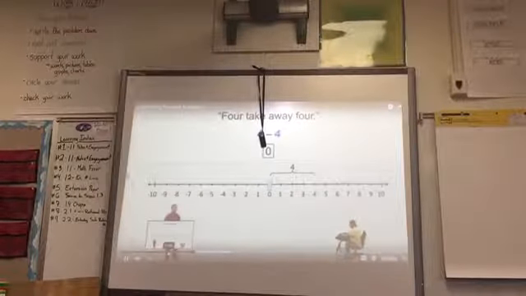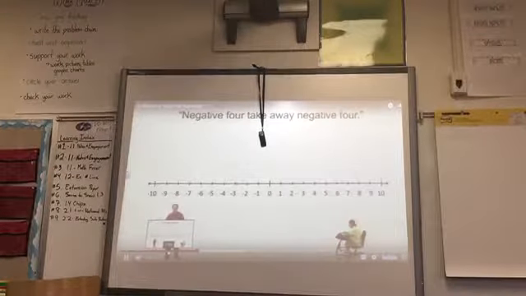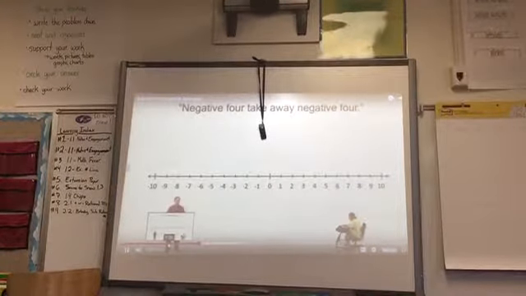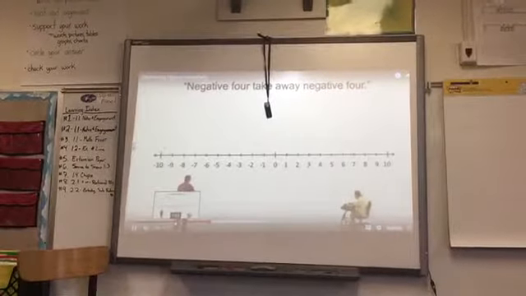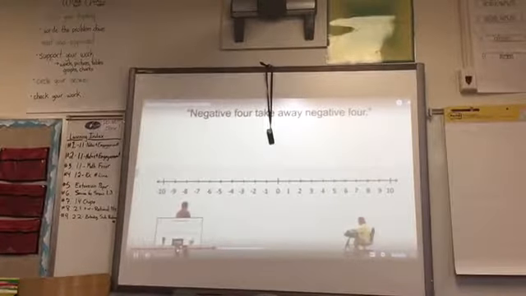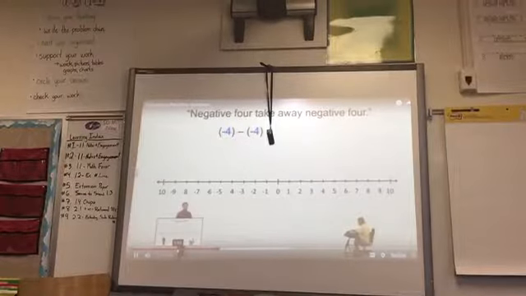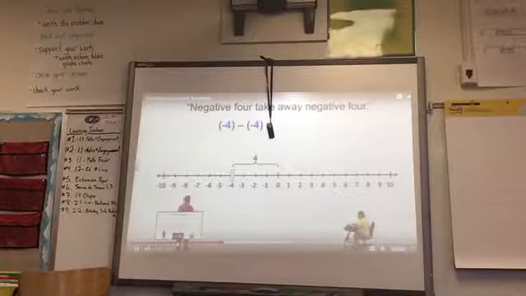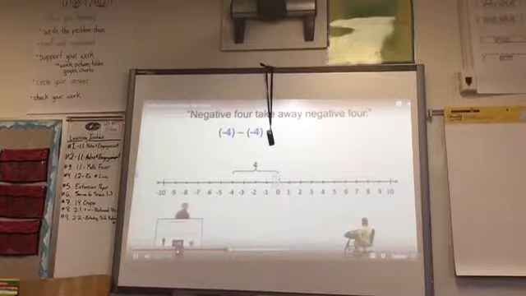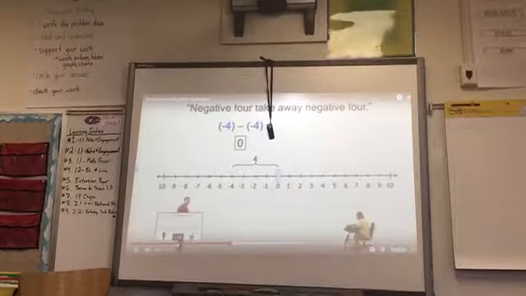Now, let's take a look at this word statement. Negative 4 take away negative 4. If you have negative 4 and you take away the exact same quantity, negative 4, you have to end up at 0, right? So let's do this on a number line. First, let's translate this word statement into a math statement. Here it is, negative 4 take away negative 4. This is negative 4 subtracting negative 4. Well, let's start at negative 4. Now, if we're going to take away a negative 4, we know we have to end up at 0. So to end up at 0, notice we have to move right 4 units. Because negative 4 subtracting negative 4 has to be 0.